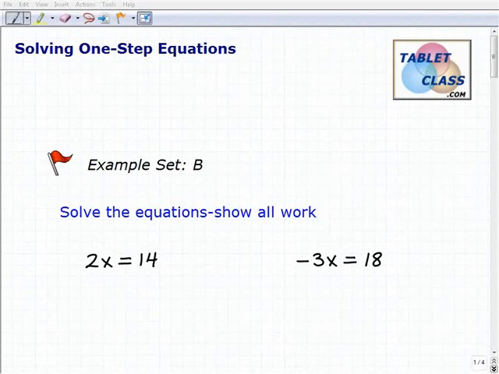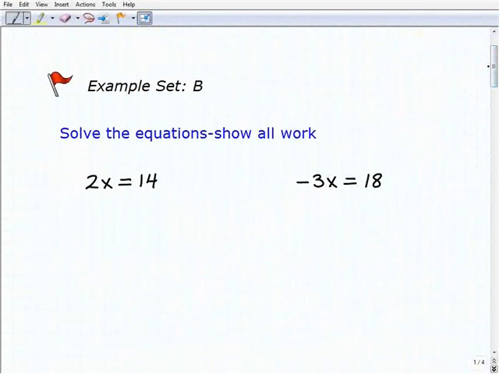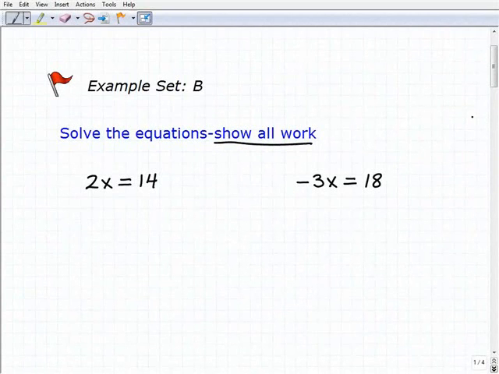And of course, I hope you had a chance to watch the lesson and the previous example set. If you did, you know that we're focused on using inverse operations to solve these basic one-step equations. So let's go ahead and tackle these equations. And of course, we want to always show all of our work.